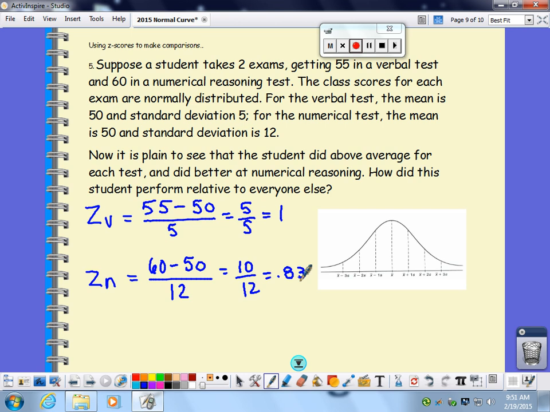All right, since we converted this to a normal curve, a normal standard curve, that means our mean is 0 and our standard deviation is 1. Your Z-scores tell you how many standard deviations you are from the mean. All right, so the Z-score for the verbal is falling here at 1. So here's this verbal, but the numerical is falling at 0.83. So since you're further away from the mean at your verbal, that means compared to everybody else in the class, you did better.